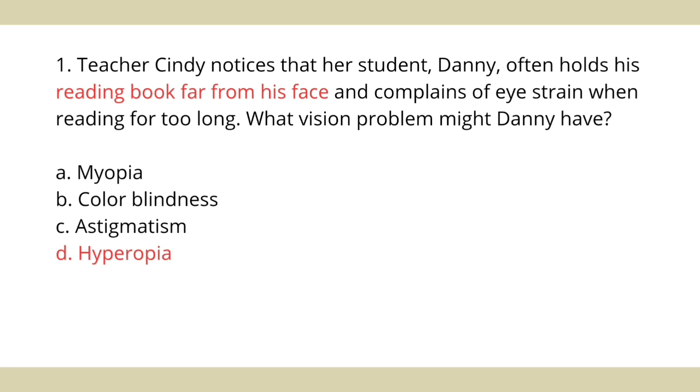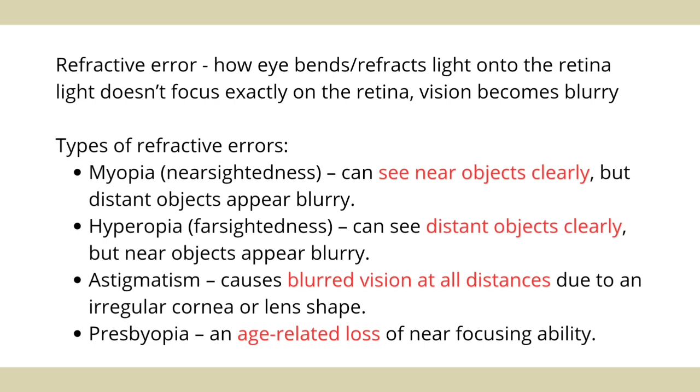He also complains of eye strain when reading, which is a common symptom of hyperopia, because his eyes have to exert extra effort to focus on nearby words, causing them to become tired and strained after prolonged close-up work. A refractive error is a problem with how the eye bends or refracts light onto the retina. When light doesn't focus exactly on the retina, the vision becomes blurry, whether for near or far objects.